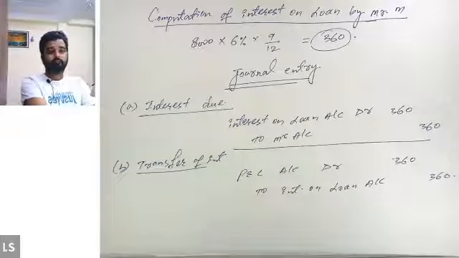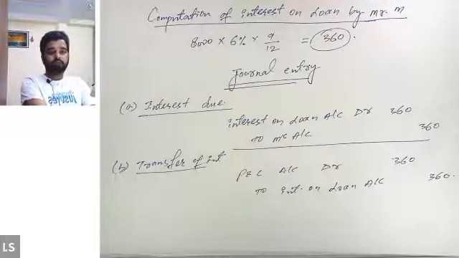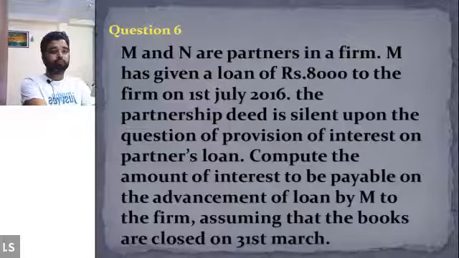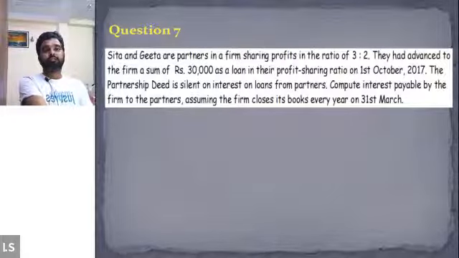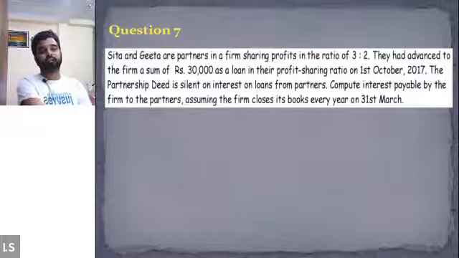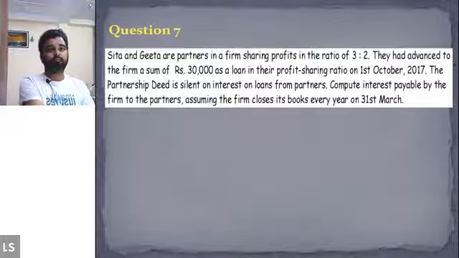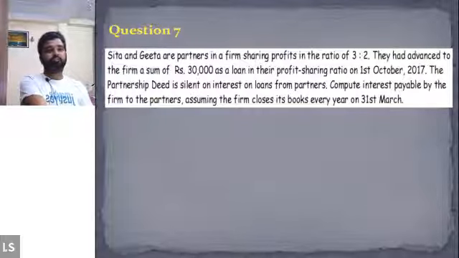Okay. So, guys, we will do one more question, and then we will end our session. We will do a similar question. Here is the question. Question 7. Sita and Geeta are partners in a firm sharing profit in the ratio of 3:2. So, obviously, there are two partners, Sita and Geeta, and they are sharing their profits in the ratio of 3:2. They had advanced to the firm a sum of rupees 30,000 as a loan in their profit sharing ratio. So both these partners have collectively contributed 30,000 as a loan, right? They have contributed this amount in their profit sharing ratio.